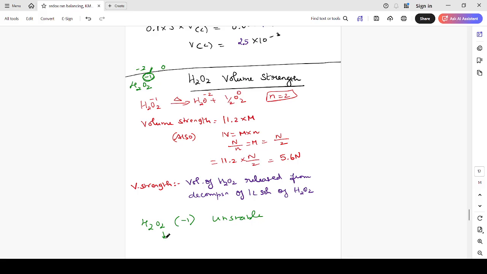So when I keep it for a long time, or when I provide a little bit of heat, it starts getting decomposed. It forms water plus half a mole of oxygen.